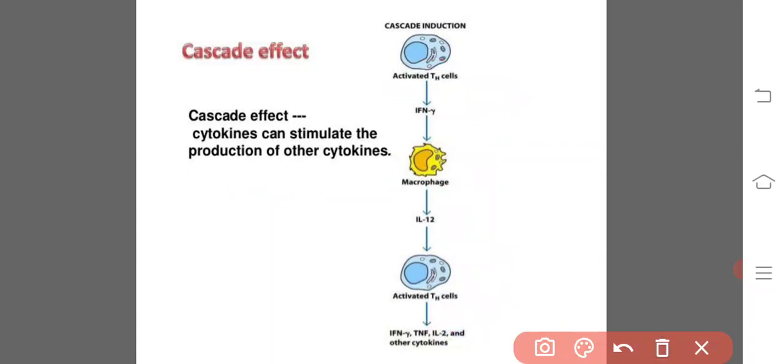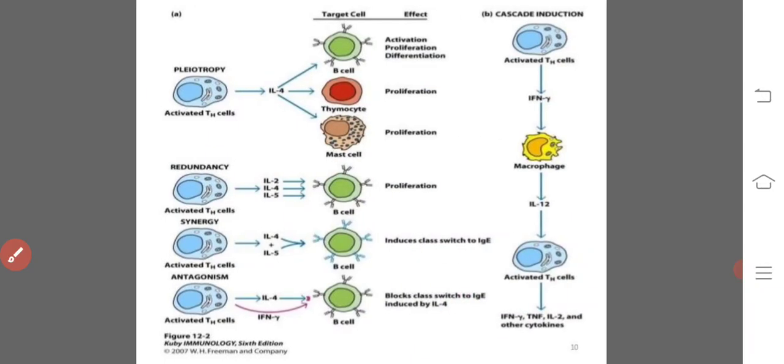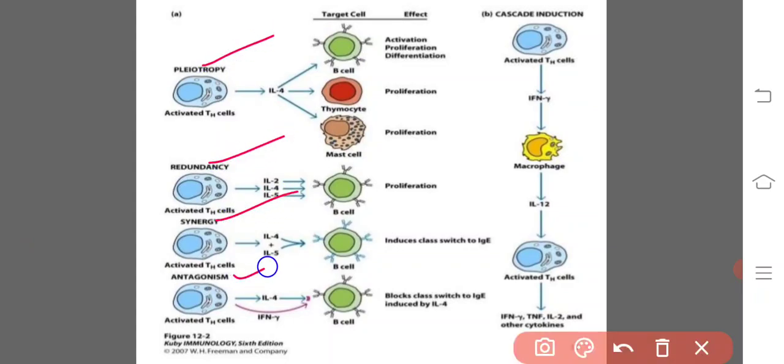So these are the attributes of the cytokines. See here there is a total diagrammatic representation of all these attributes: pleiotropy, redundancy, synergy, antagonism, and cascade induction.